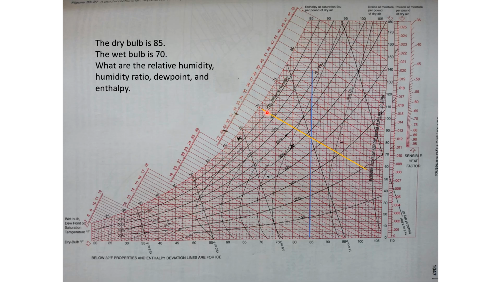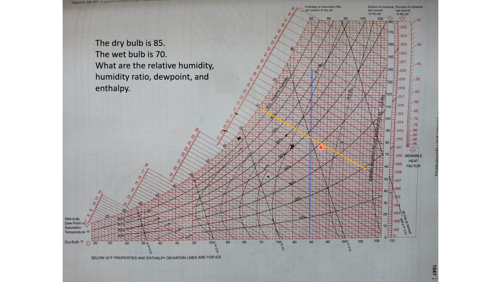Okay, so we do 70 on our wet. We do 85 on our dry, and they meet right there. All right, so we should know what our relative humidity is somewhere. This is 40 and this is 50, so it's somewhere in between.